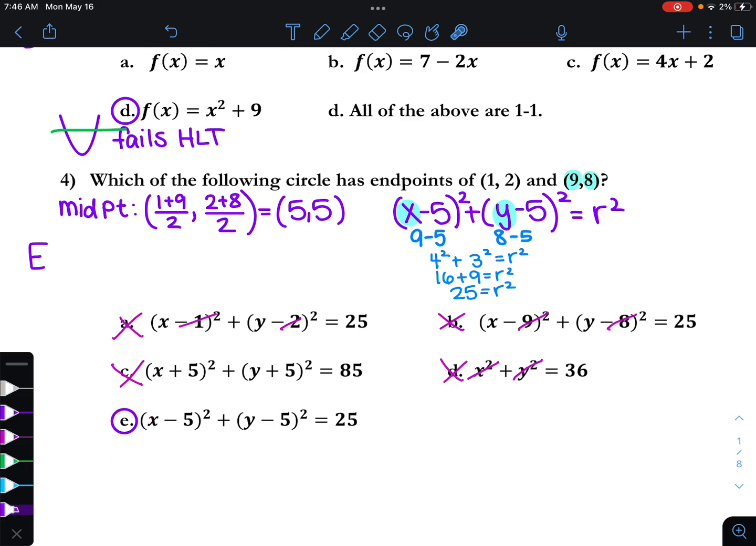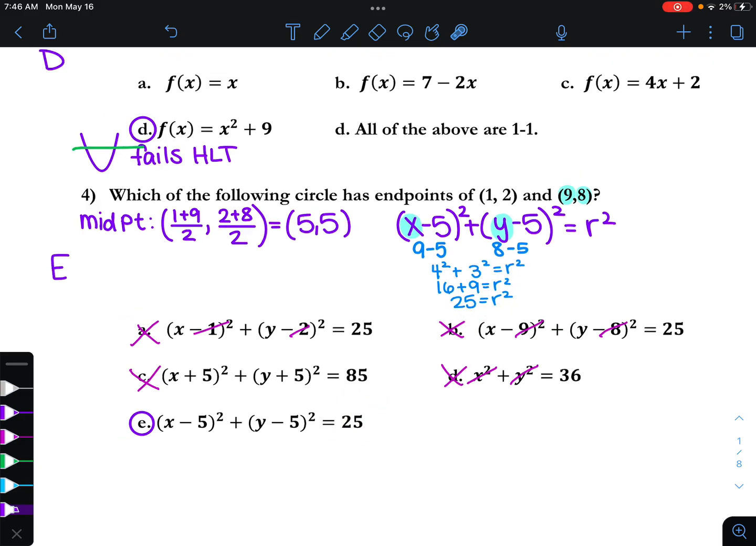Now, of course, we can double check our answer by plugging in the x. If we plug in the center here, with x minus 5, y minus 5, and then equals radius squared, you could take 1 point and plug it in for x and y, so the 9 for the x, the 8 for the y, and then solve for r, and we get r squared is 25, so that just confirms that E is the correct answer.